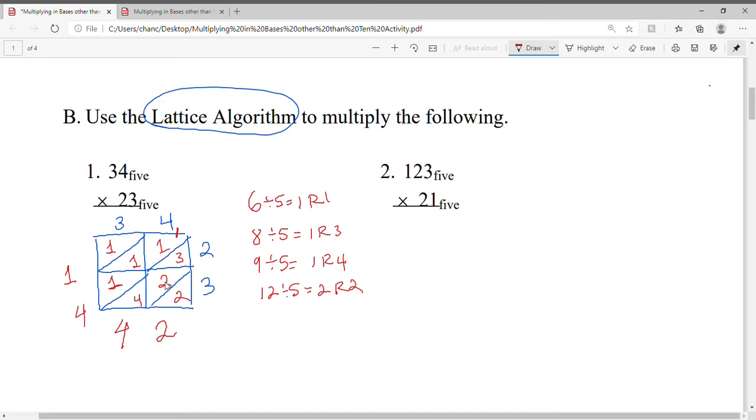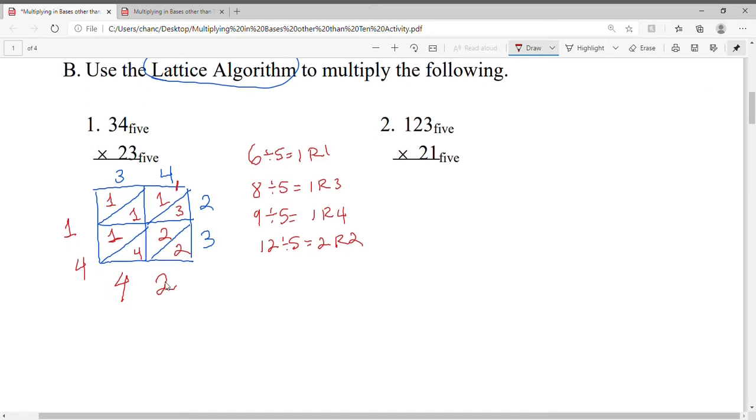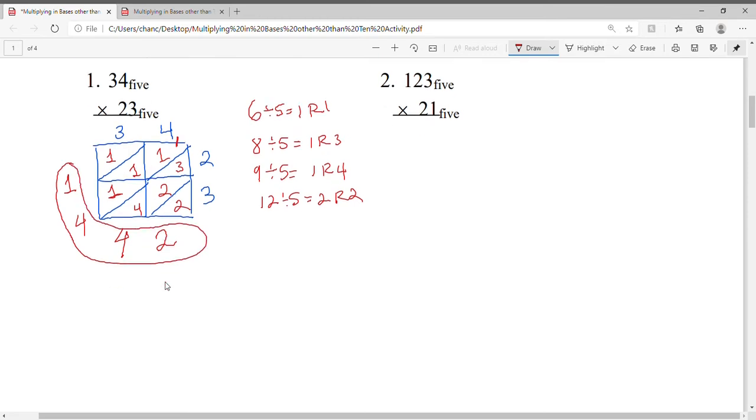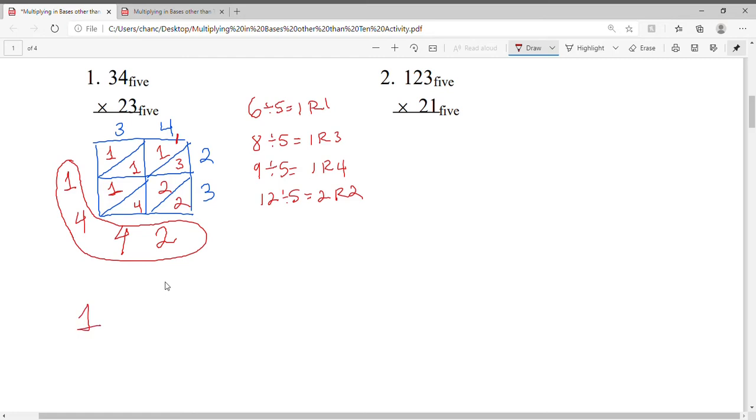So here is our solution. You read it from here to here. So my solution is 1, 4, 4, 2, base 5. Now let's check that with part A, question 1. Is that the same answer? Yes, it is. So we know we did this problem right.